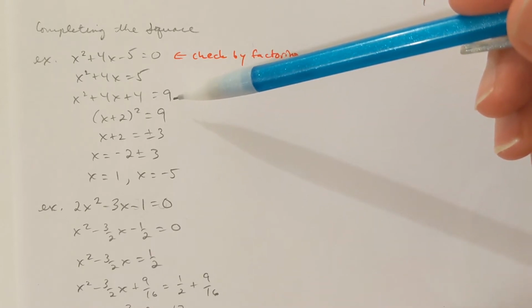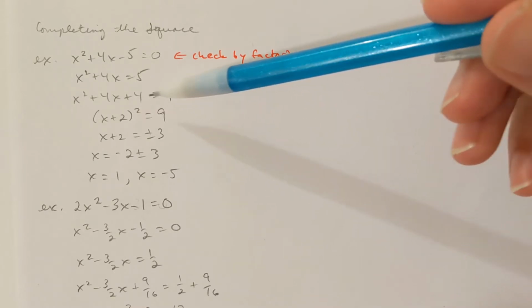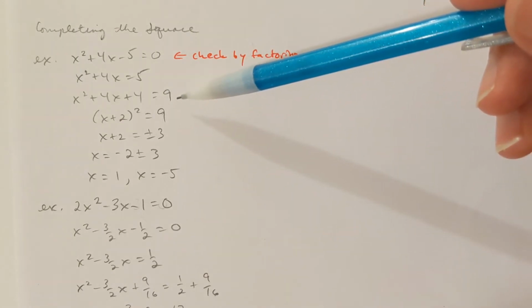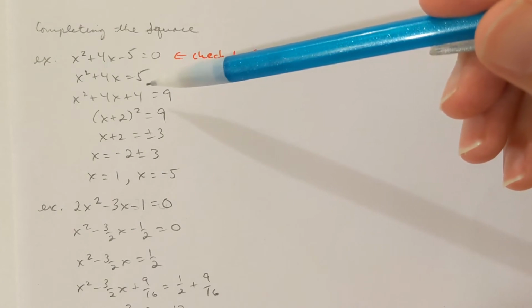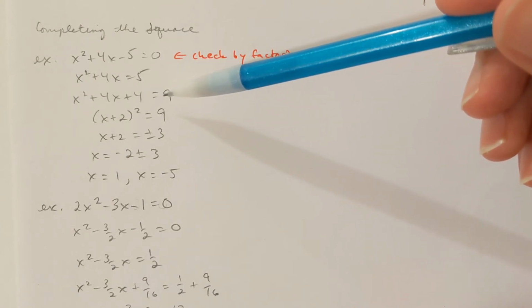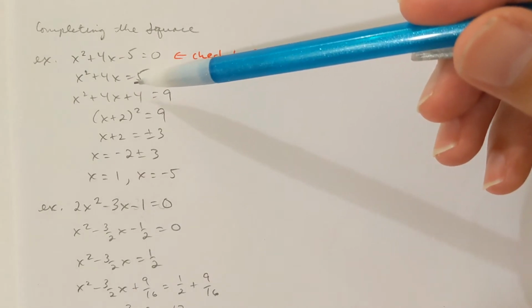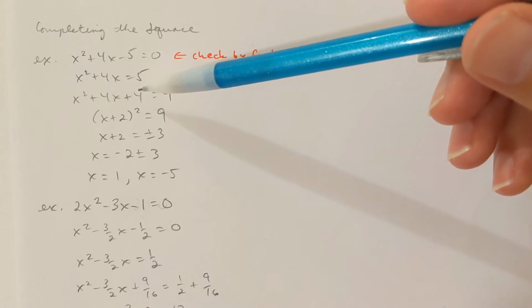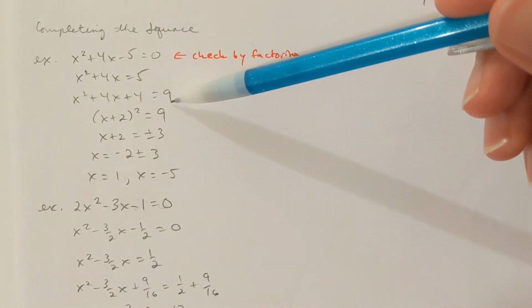And so how I actually complete the square is I want to take half of the number in front of x, and I want to add that new number to both sides. So in this case, I've got a 4 in front of x. Half of 4 is 2. 2 squared is 4. And 4 is the number that I need to add to both sides.